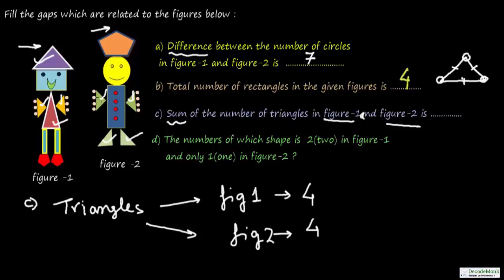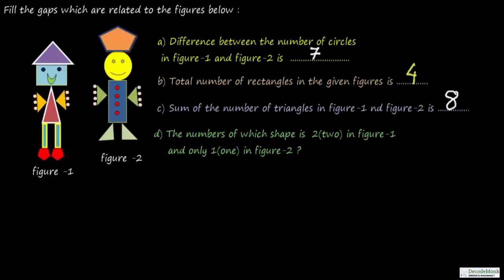Let us count again. Let us recheck, which you should do during the exams. You should recheck because you may have missed or double counted any of the shapes. So please recheck while doing such questions in the real exam. The number of triangles: in figure 2 there are 4 triangles, and in figure 1, 1, 2, 3 and 4. So there are 4 triangles. So in total we have 8 triangles in the two figures. The answer is 8. The total number of triangles in figure 1 and 2 is 8.